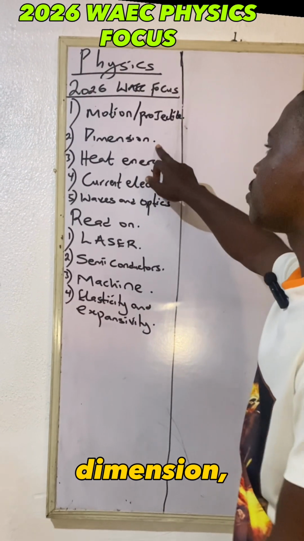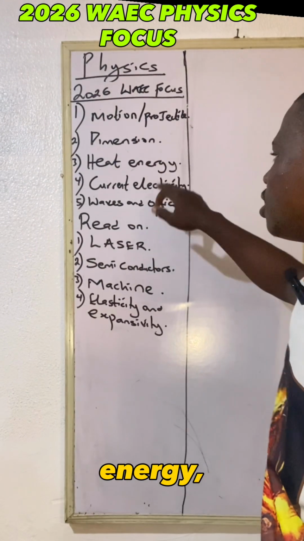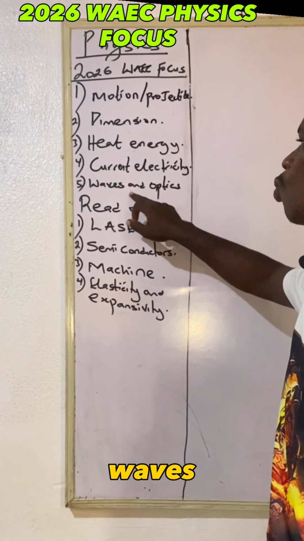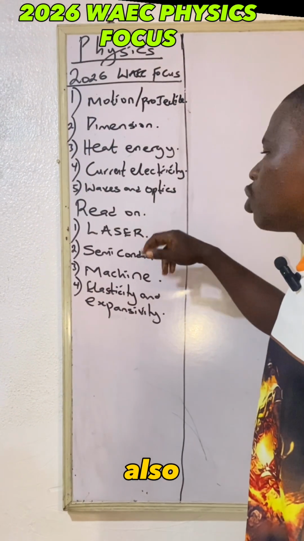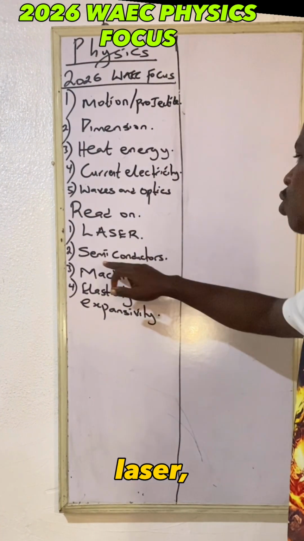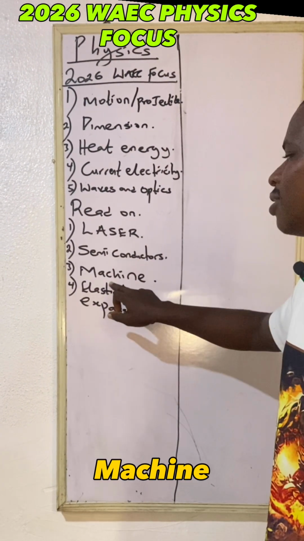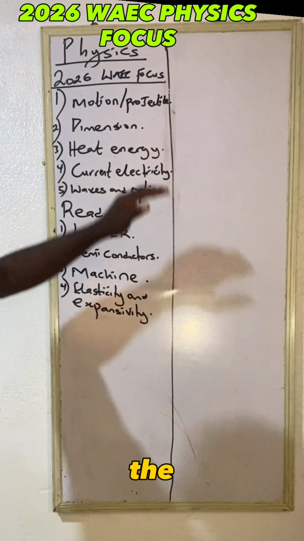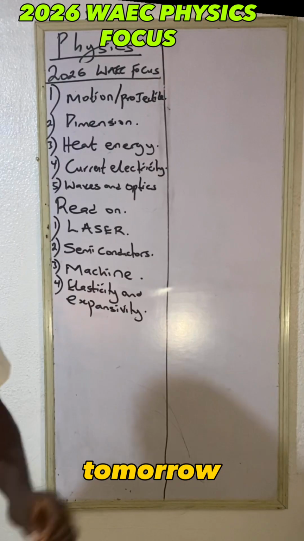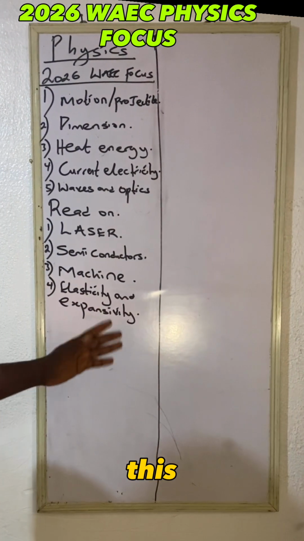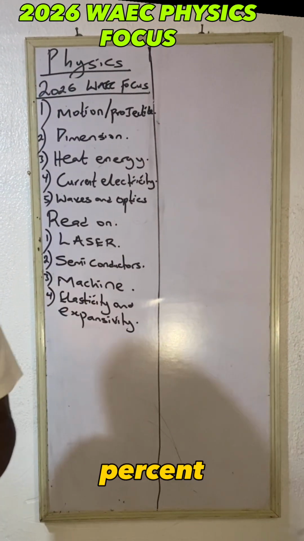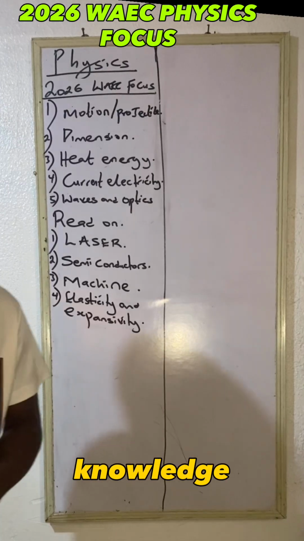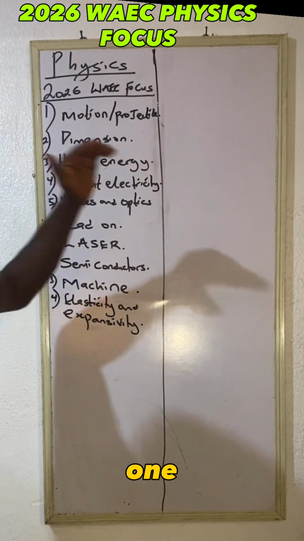We have dimension, heat energy, current electricity, waves, and optics. Then you can also read on laser, semiconductors, machines, elasticity, and expansivity. So these are the likely topics that you should be expecting tomorrow in your exams. At least this is going to serve 75% of your exam. You don't need to panic if you have not read. So I will start explaining them one by one.